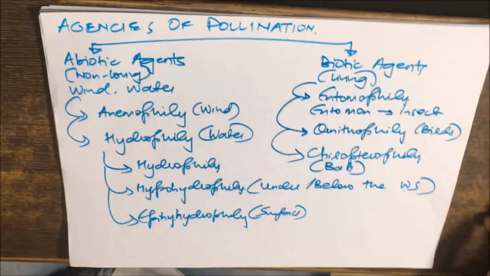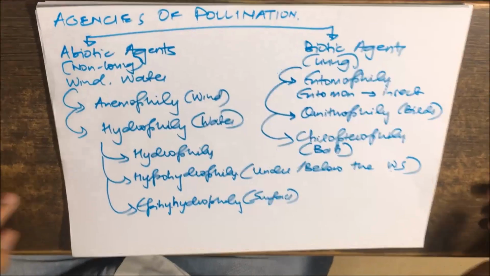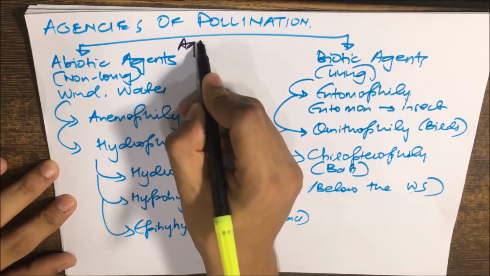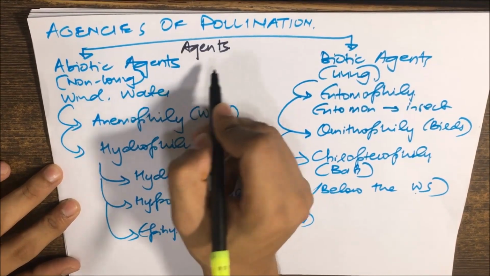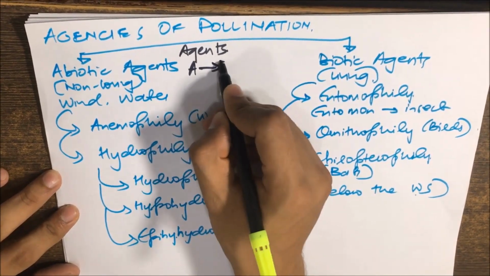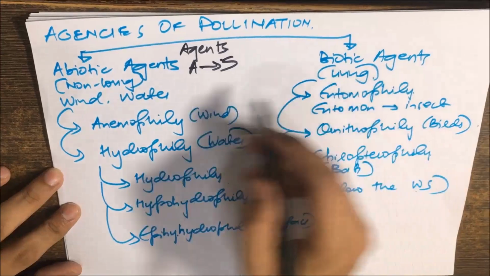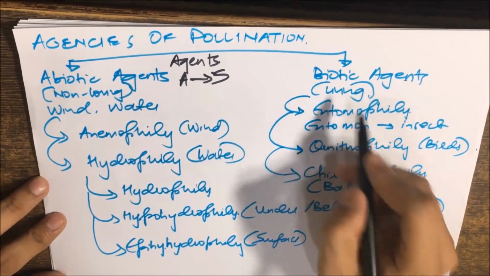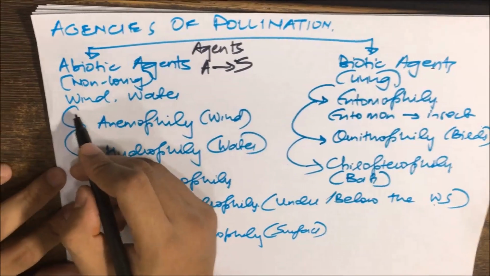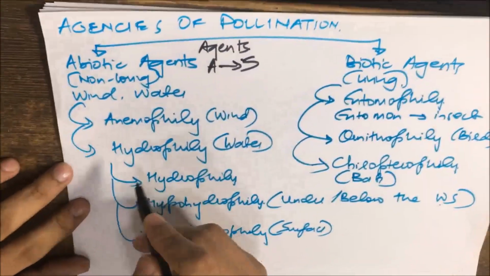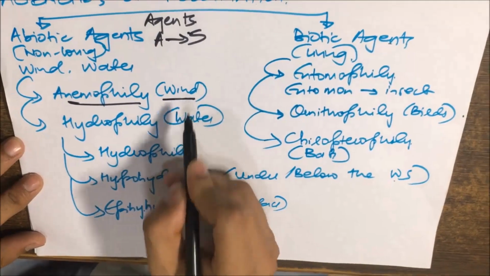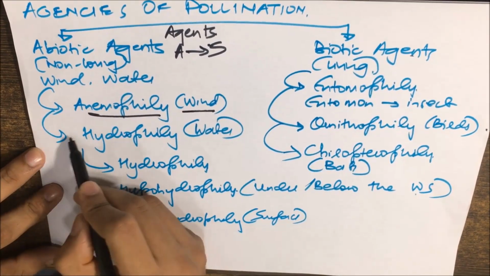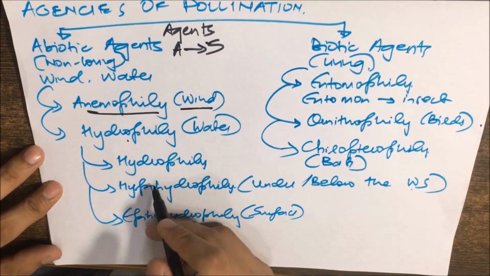Talking about the agencies of pollination, we talk about the agents which are responsible for pollination or aid in the transfer of pollen grains from the anther to the stigma. These agents can broadly be classified as abiotic agents, which are non-living agents, and biotic agents, which are living agents. Abiotic agents can be broadly classified into wind and water, wind being anemophily, or wind pollinated plants being known as anemophilous plants, while the second type is hydrophily or hydrophilous plants.